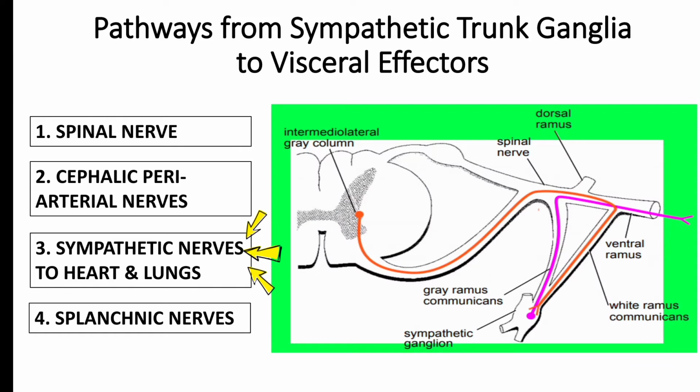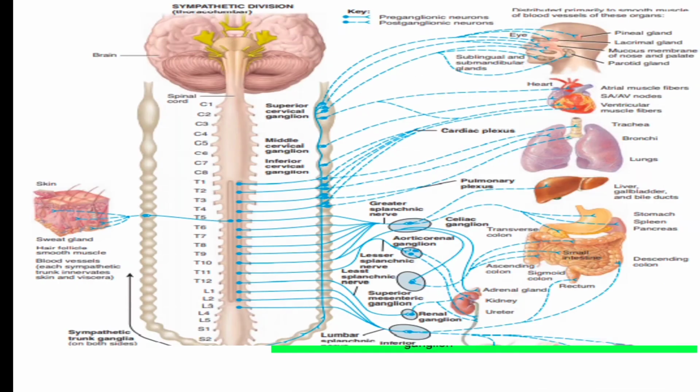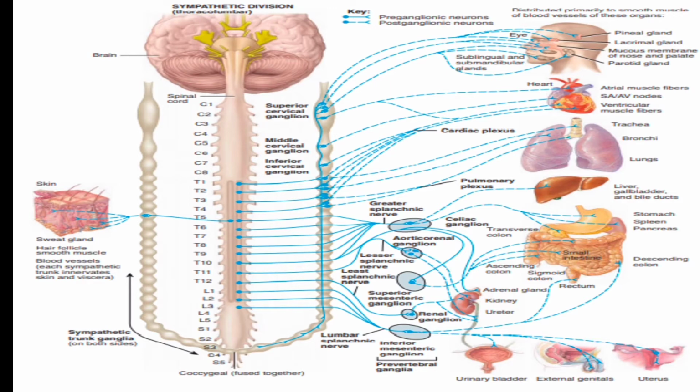Next, they can exit by the sympathetic nerves to the heart and lungs, so they ascend segments in order to innervate the heart and lungs. Lastly, you have your splanchnic nerves. So your splanchnic nerves are actually nerves that don't synapse and reach the effector directly. So more on specific structures later on.